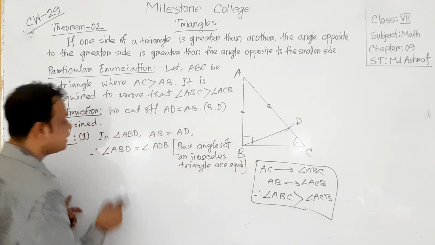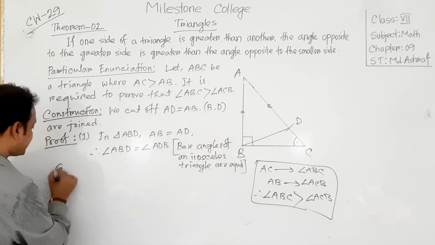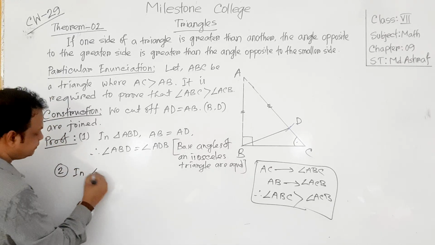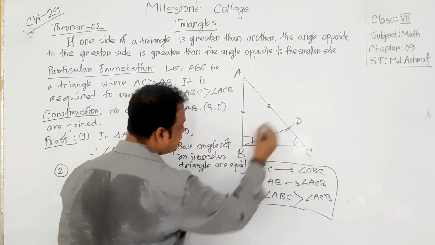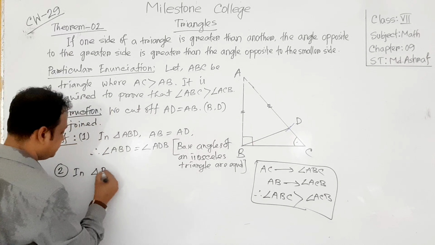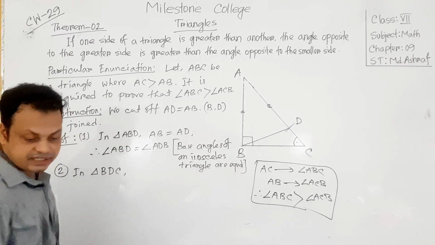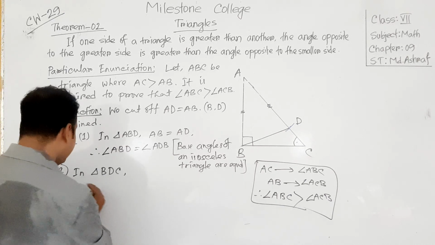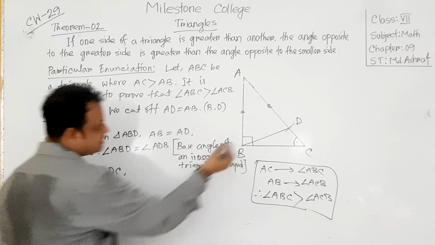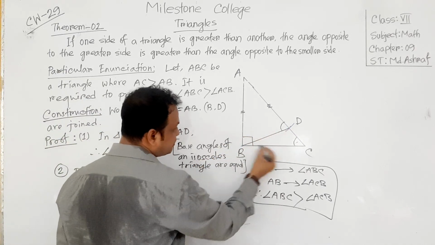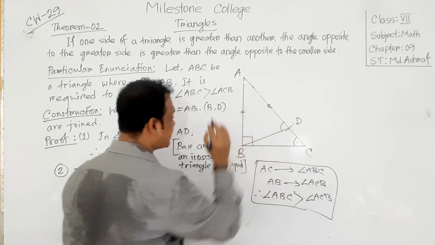Base angles of an isosceles triangle are equal. So this is the first point we have got. Then the second point: consider this triangle BCD, or BDC. In triangle BDC, what have you got? This angle is the external angle of this triangle BDC.